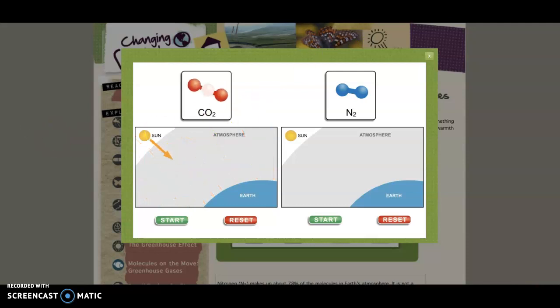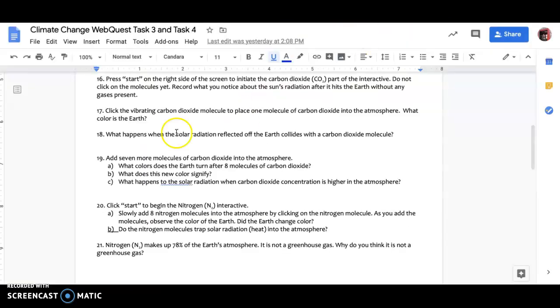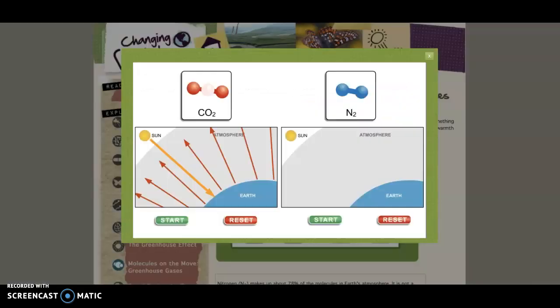Alright, so that's enough time for question number 16. Let's go to 17. Click the vibrating carbon dioxide molecule to place one molecule of carbon dioxide into the atmosphere. What color is Earth? So here we're looking on this side. I'm going to add one carbon dioxide. Please note the color of the Earth. That should not take very long.